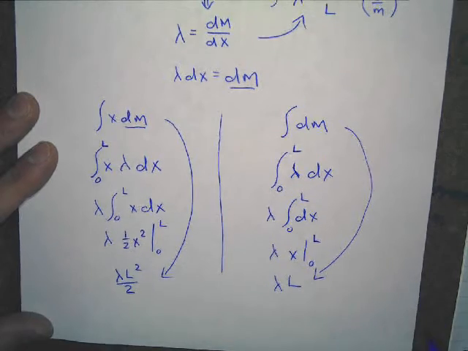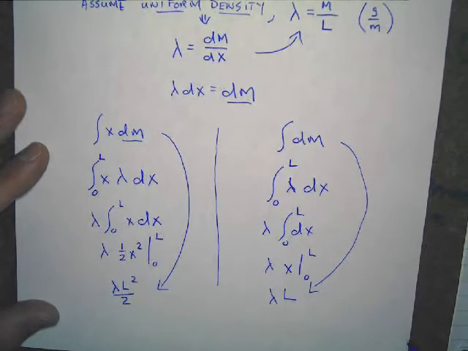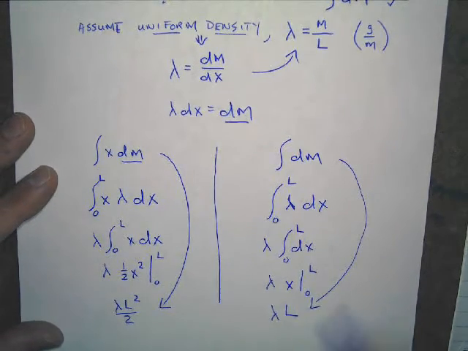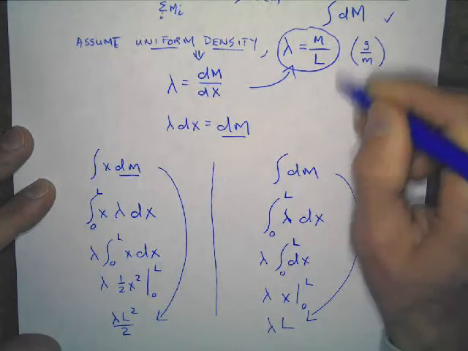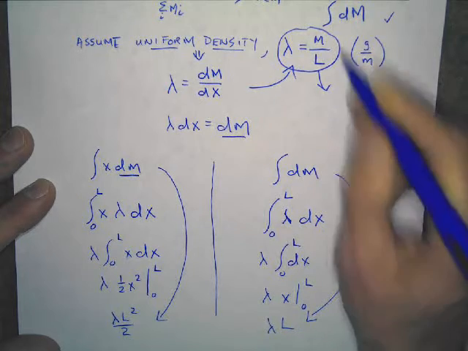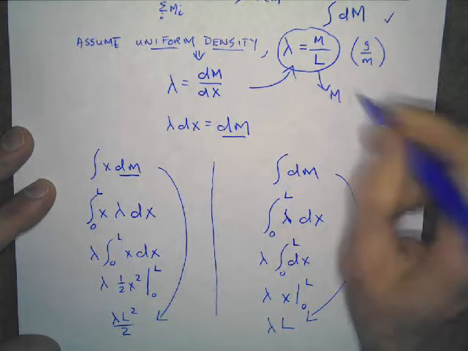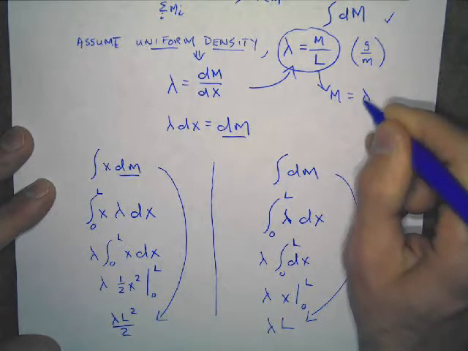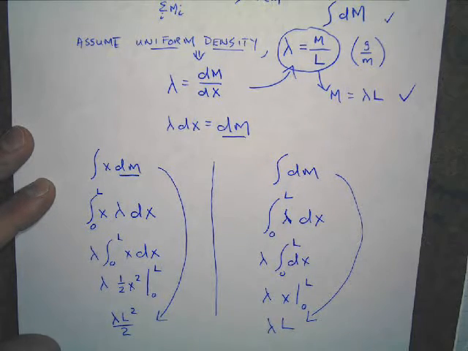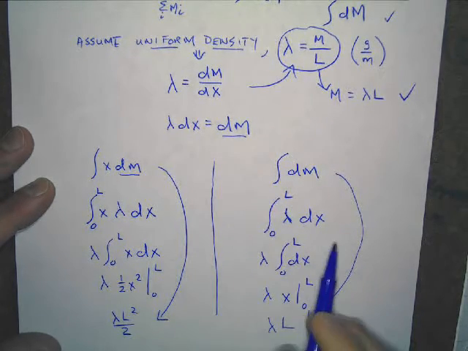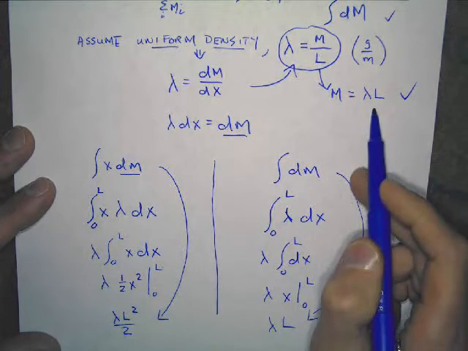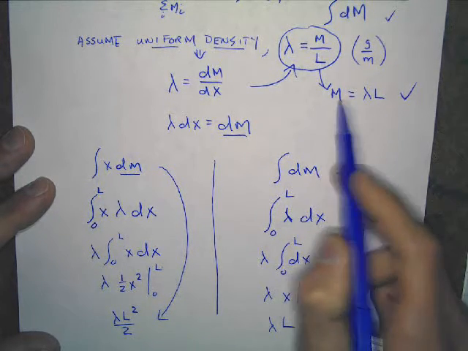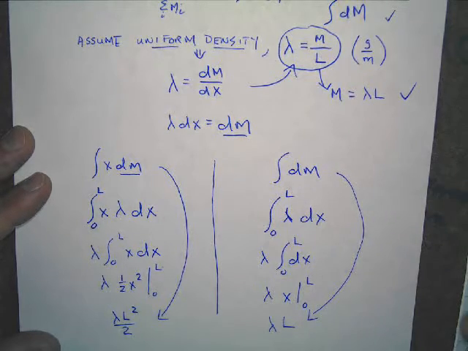Now, a quick confirmation. Is that right? Well, if you come back to what we set up here, the mass of this rod, if you rearrange, is just going to be equal to lambda times L. So that's good. We didn't really need to do the integral, but I wanted to show you that you get a reasonable result here, which says that the total mass is equal to density times length. And that's nice to know.